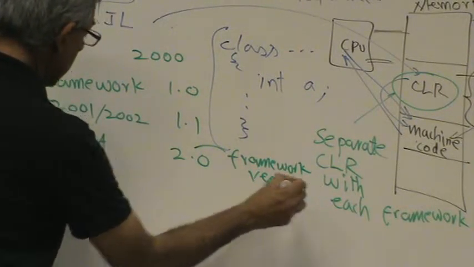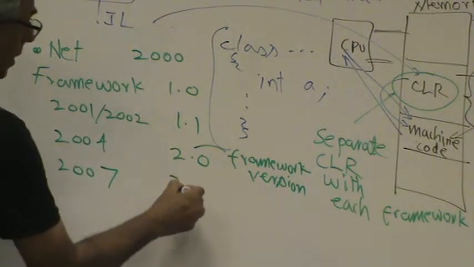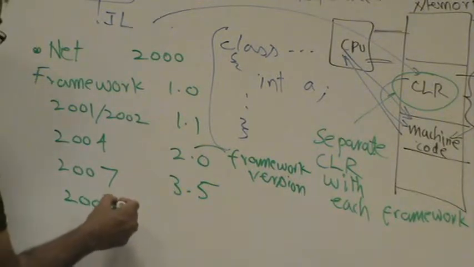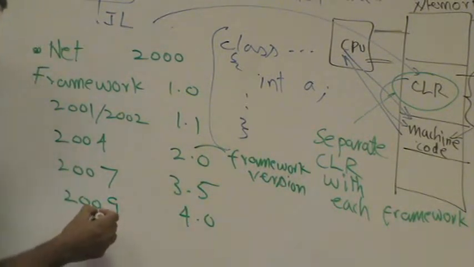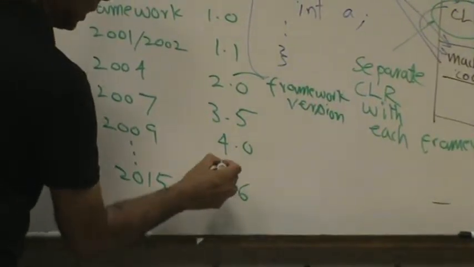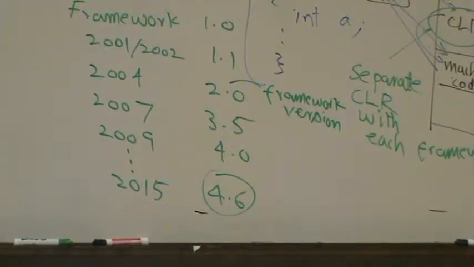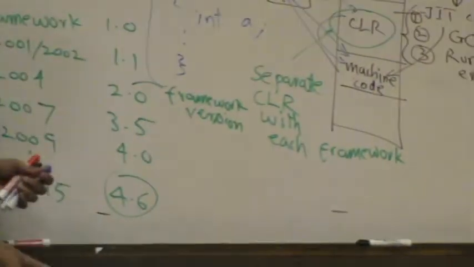Then around the 2006-07 time frame, it was framework 3.5. In the 2008-09 time frame, framework 4.0. Anyway, the latest, which is 2015, is framework 4.6. So if you have to create anything new, you should use the latest framework. And once again, with every framework, there's a separate CLR.